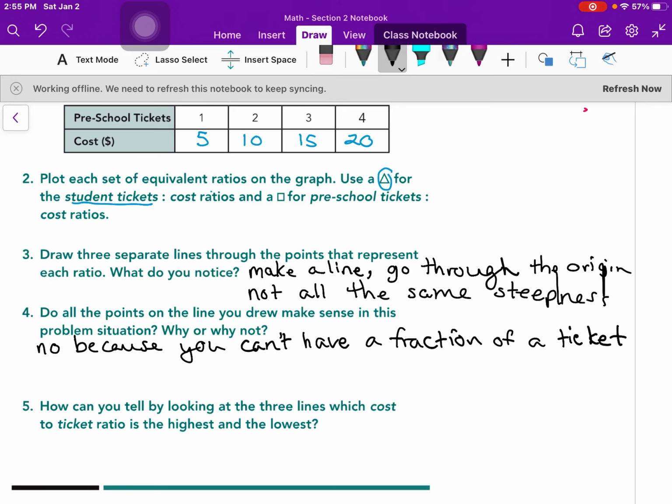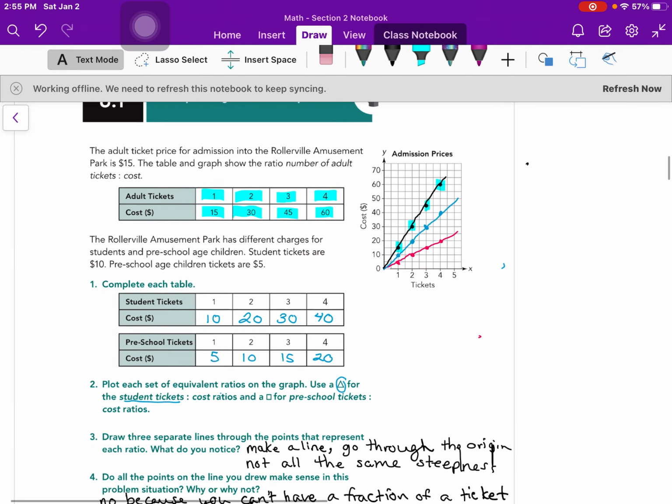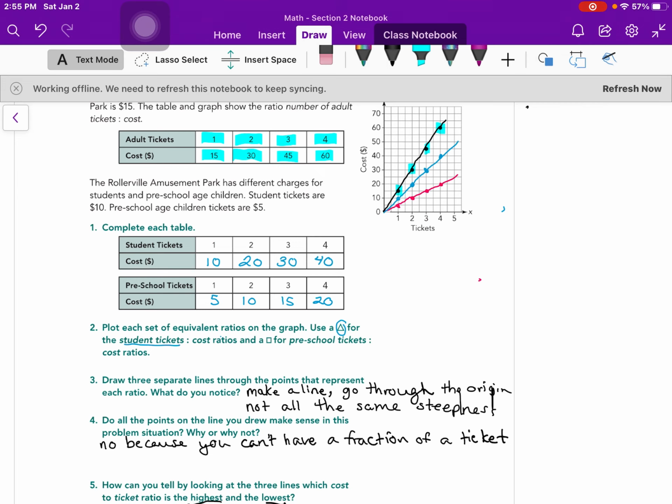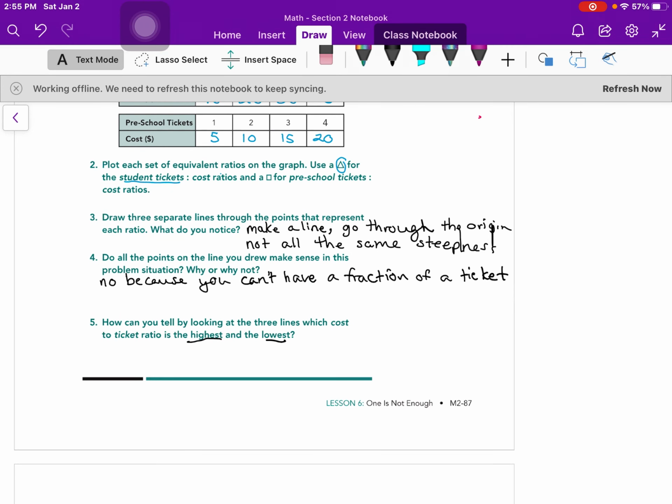And number 5, how can you tell by looking at the 3 lines which cost to ticket ratio is the highest and the lowest? So which one would you say is the highest cost to ticket ratio and which one's the lowest? Well, I think we can see the highest one would be the one that's the most steep, and the lowest one would be the one that's least steep. So how can you tell?